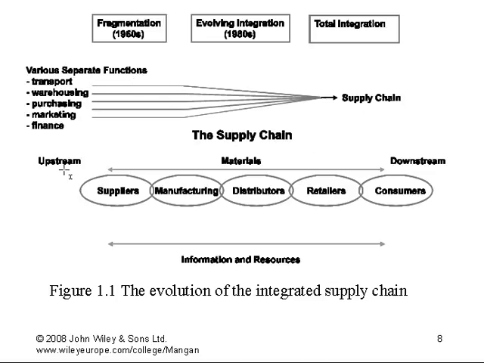On a supply chain, there's the upstream and the downstream. The upstream is the suppliers, and as materials flow, it would go from the suppliers to manufacturing, to distributors, to retailers, to consumers. And this is the flow of materials that goes downstream and upstream. Information and resources are also flowing back and forth here.